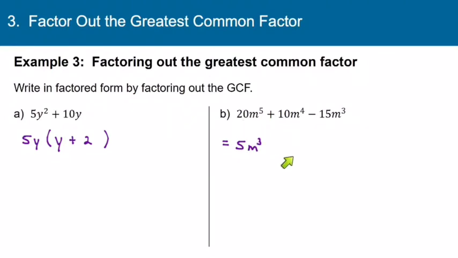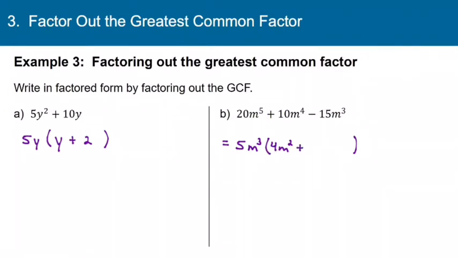Now we'll need a pair of parentheses big enough to hold three terms, because our expression originally contained three terms, and therefore our parentheses will also have to contain three terms. So here we go. 5m to the 3rd times what would make 20m to the 5th? Well, I know that 5 times 4 would make 20, and m to the 3rd times m to the 2nd would make m to the 5th. So that's our first term.